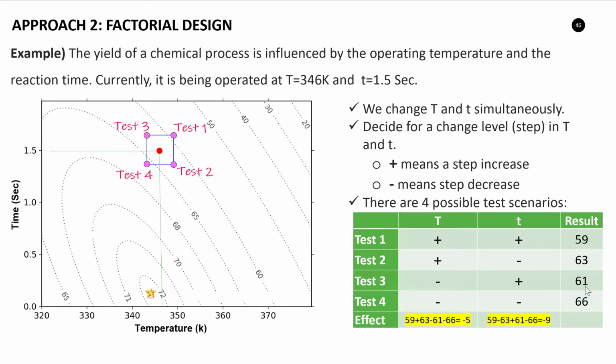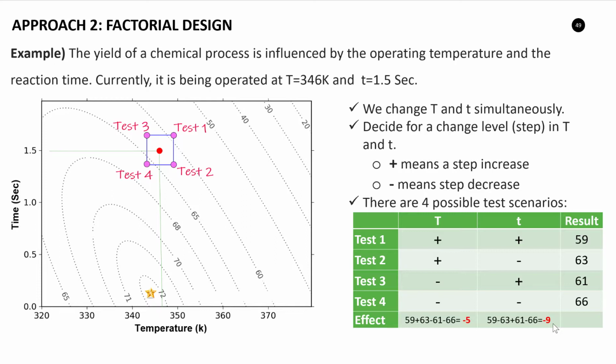He can add these values using the signs that we have here. Take a look at temperature. I'm adding these values using these signs here. Like you will see 59 plus 63 minus 61 and minus 66. It gives me minus 5. I repeat the same with time. I get to minus 9. So I have 2 numbers here, minus 5 and minus 9.